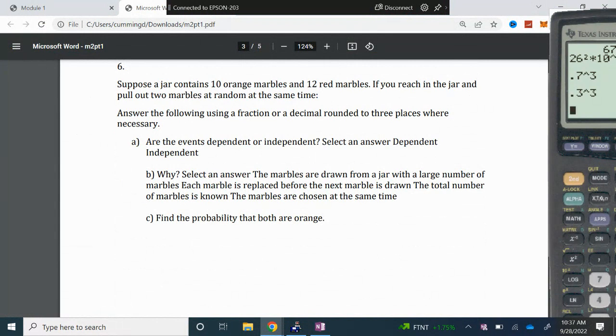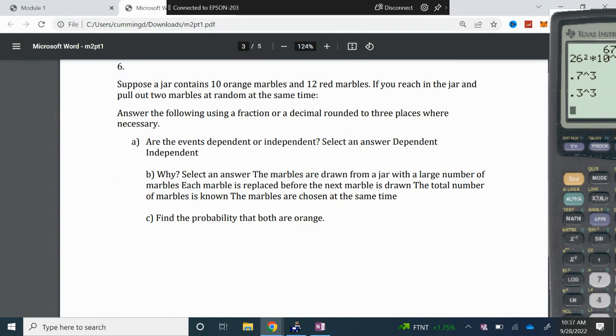All right, so here's the setup. We have a jar, and in that jar we have 10 orange marbles and 12 red marbles, so that's a total of 22 marbles in the jar. We're reaching in the jar and we're getting 2 marbles at a time. Are those events dependent or independent?